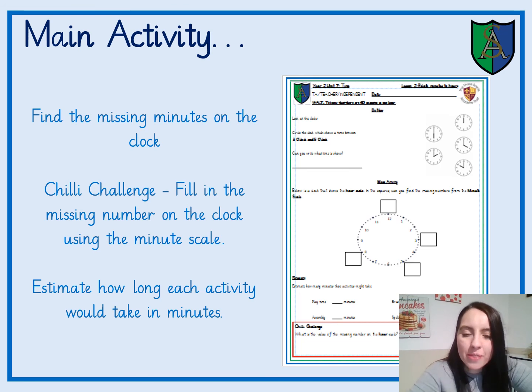Now down below on the main activity, what we are doing is we are identifying the missing minutes, okay? So the minute scale we're looking at for this one. So for example, if we were to go around each of the hour times where it says 1, 2, 3, 4, 5, 6 and so on, what would the minutes look like? Okay, so what I'm talking about here is the scale of skip counting by 5s.